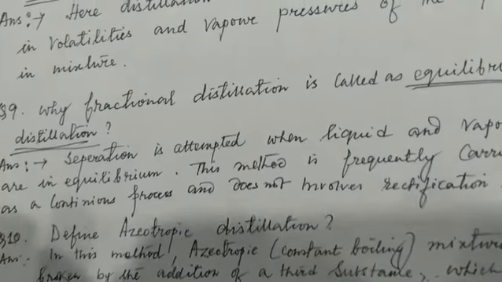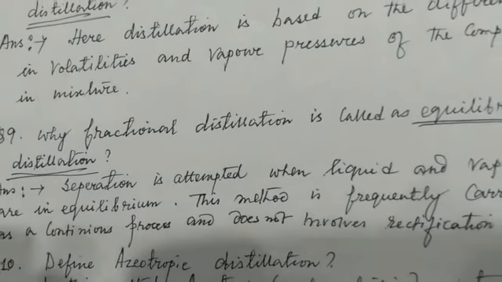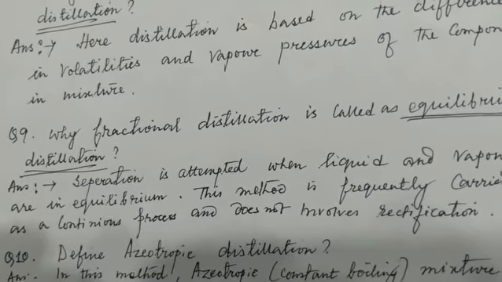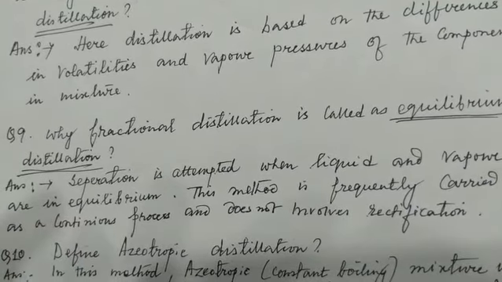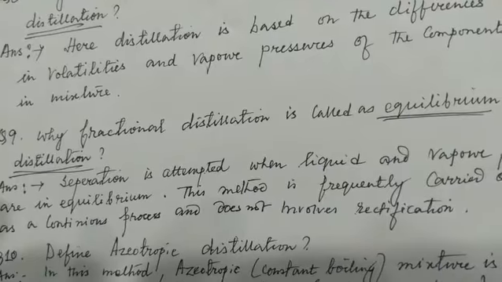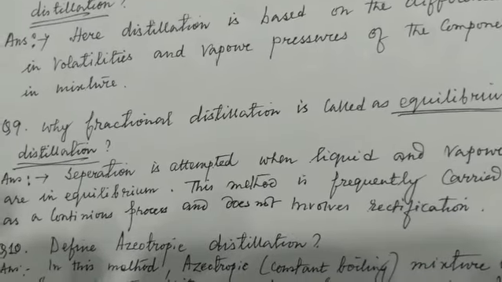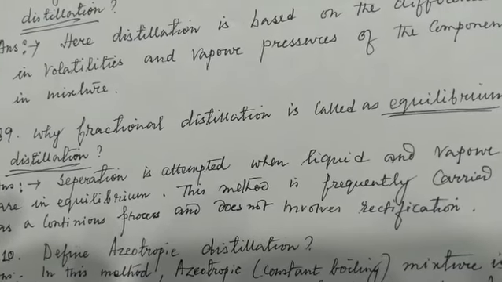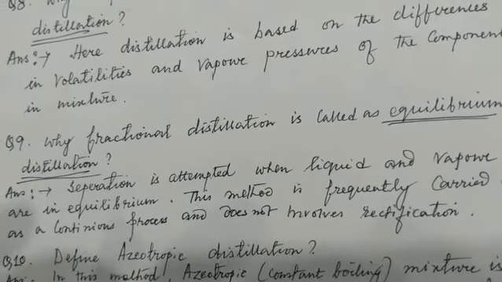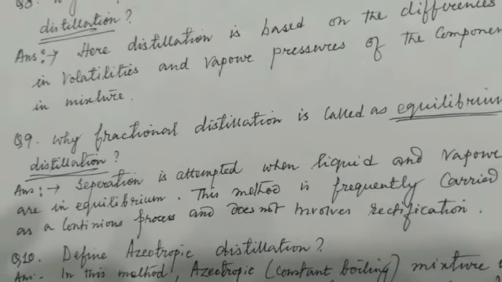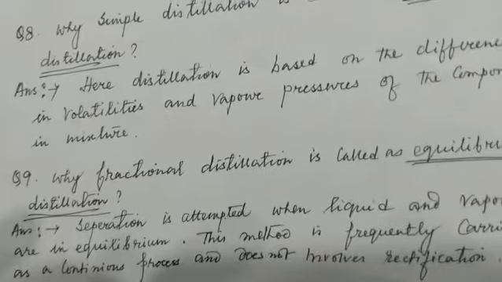Then question number 9, why is fractional distillation called equilibrium distillation? Here separation is attempted when liquid and vapor are in equilibrium. This method is frequently carried out as a continuous process and does not involve rectification. So here fractional distillation is called equilibrium distillation.